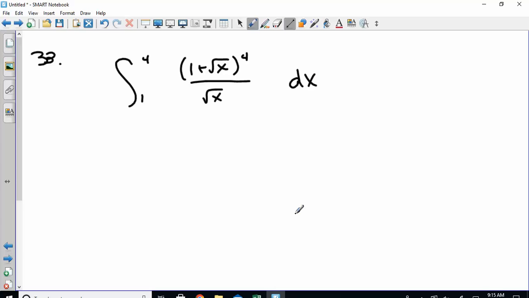Okay, this problem could actually be done a couple ways. If you really wanted, you could multiply out the top and reduce it, but that's probably a little more work than we want to go through. And so we could do it with a substitution. Since that top, the 1 plus x to the fourth, or 1 plus the square root of x, that has a fourth power, so I'm going to pick that for my u.